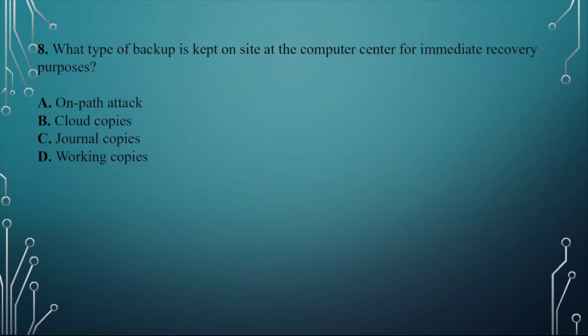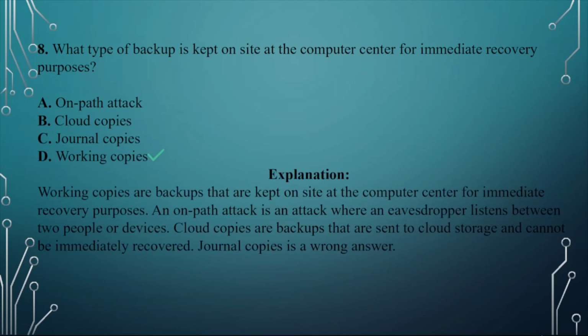Question number 8. What type of backup is kept on site at the computer center for immediate recovery purposes? A. On-path attack. B. Cloud copies. C. Journal copies. D. Working copies. The answer here is D. Working copies. Working copies are backups that are kept on site at the computer center for immediate recovery purposes.